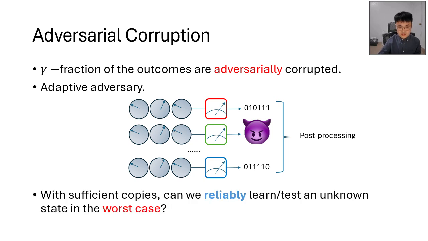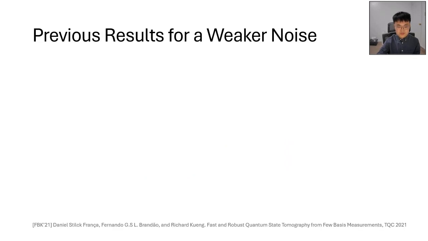The main question is, under this model, can we reliably learn or test an unknown state in this almost worst case scenario? So obviously, learning under noise is an important problem. People have studied this before, but we will later show that our noise is actually strong, very strong in some sense.